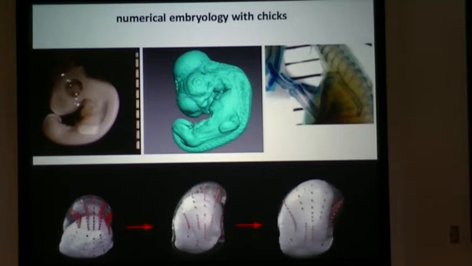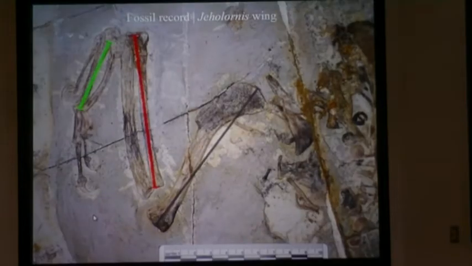We can start applying some numerical techniques now with embryology as well, which for some reason has escaped the developmental mainstream. And so here we're taking a little embryo, scanning it, and we can measure it, and also strip off surfaces and measure surfaces to each other. And we can start with a simple experiment here. I'm just going to throw it out as an idea.